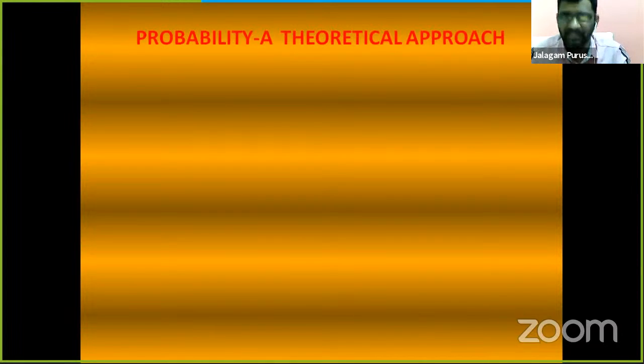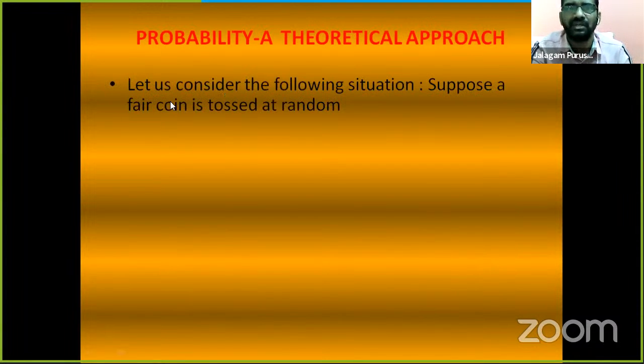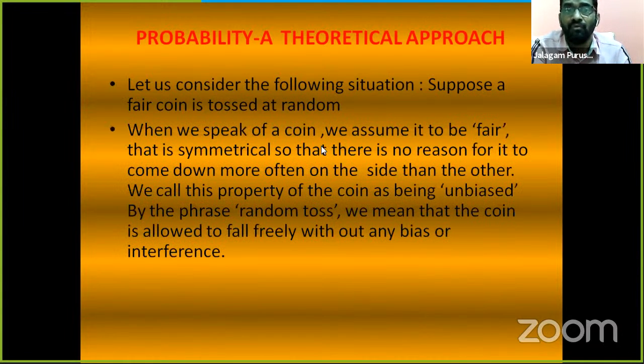So let us see what the theoretical approach to probability is. Listen carefully, children. Let us consider the following situations. Suppose a fair coin is tossed at random. When we speak of a coin, we assume it to be fair. Fair means it contains a head and a tail, not both heads or both tails.